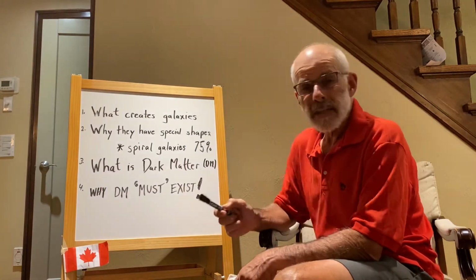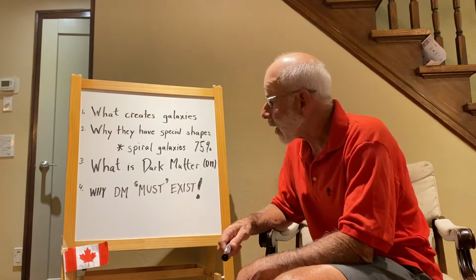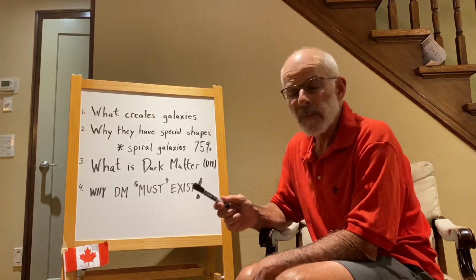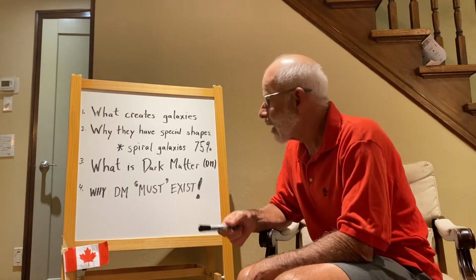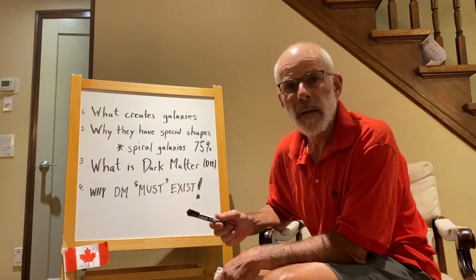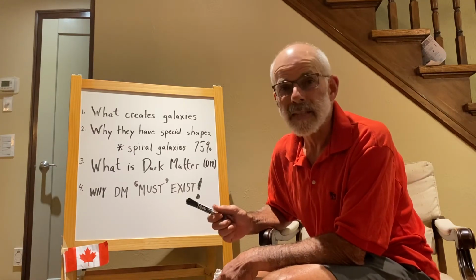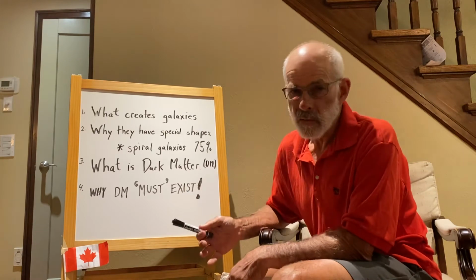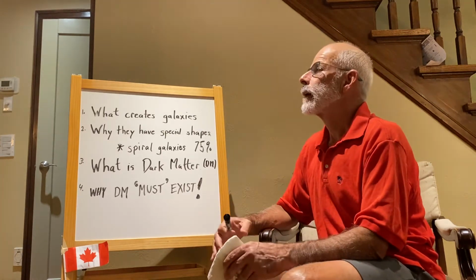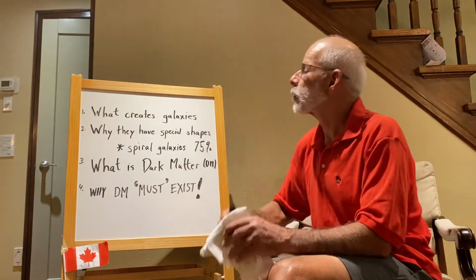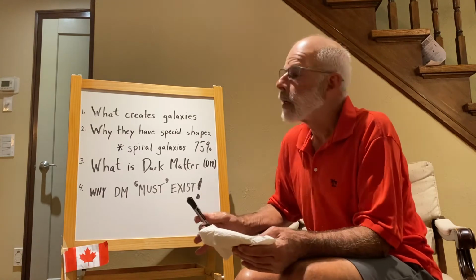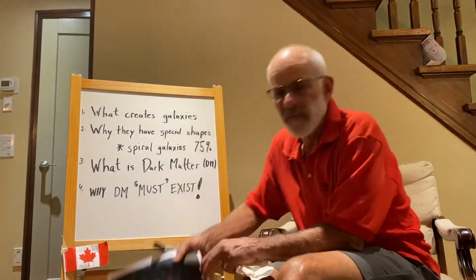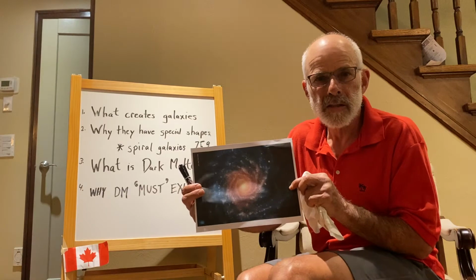Three, what is dark matter and how does it work? And four, and perhaps most profound, is why DM, dark matter, must exist. Because with the presence of dark matter, it creates a model for creation of galaxies, creation of things like this spiral galaxy.